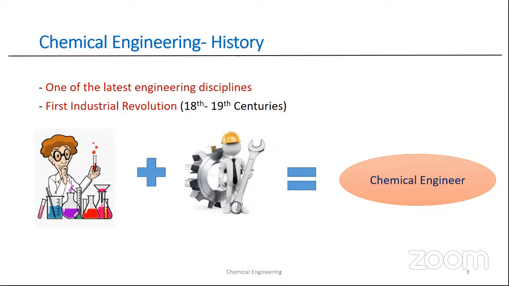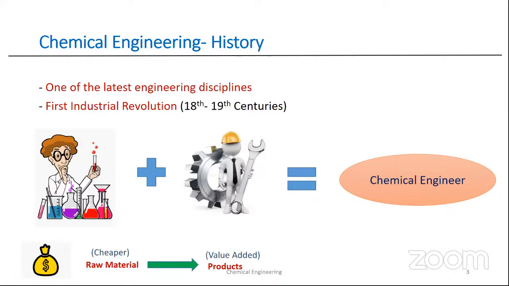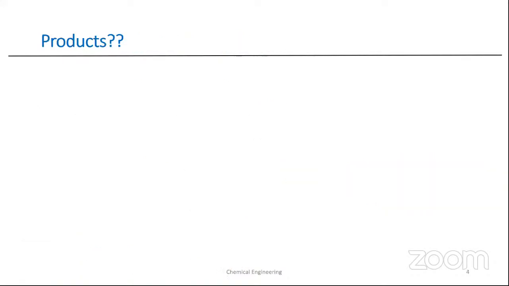they should make profit. So how do chemical engineers make profit? They convert raw materials to products. How do they make profit? Because the raw materials are cheap and they convert them into value added, or more expensive, products. So they spend on raw materials and the process, and they get some products. So that's how they make the profit. And what are the products?